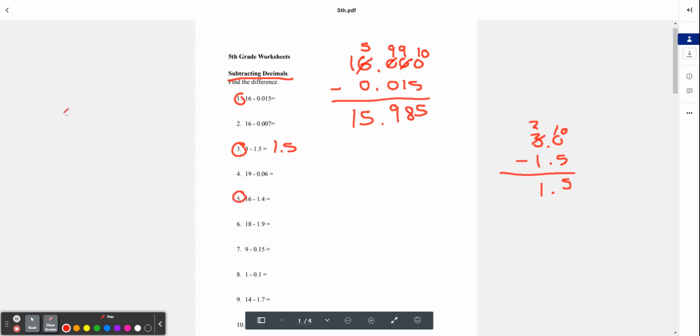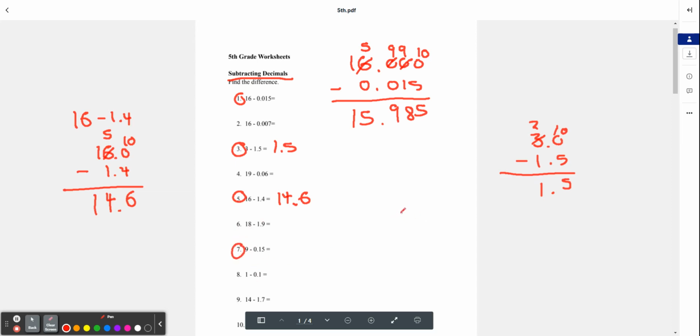Let's try 5. 16 minus 1.4. We're going to borrow from 6. This becomes 5. This becomes 10. 10 minus 4 is 6. 5 minus 1 is 4. So we get 14.6 for our answer.